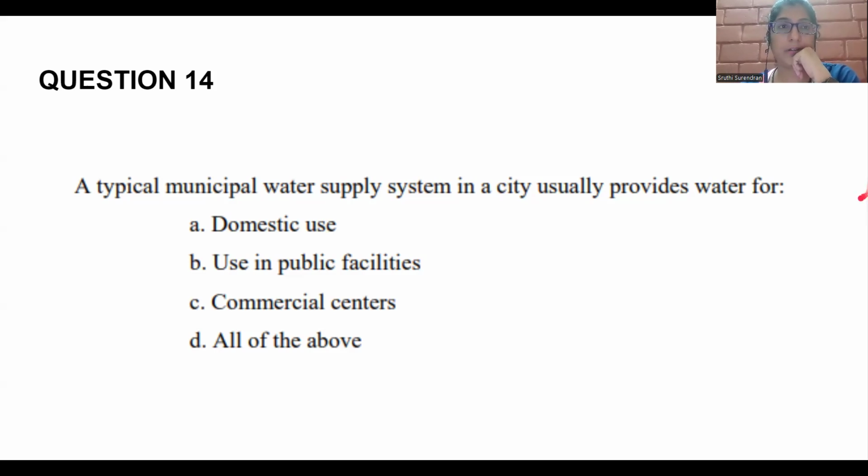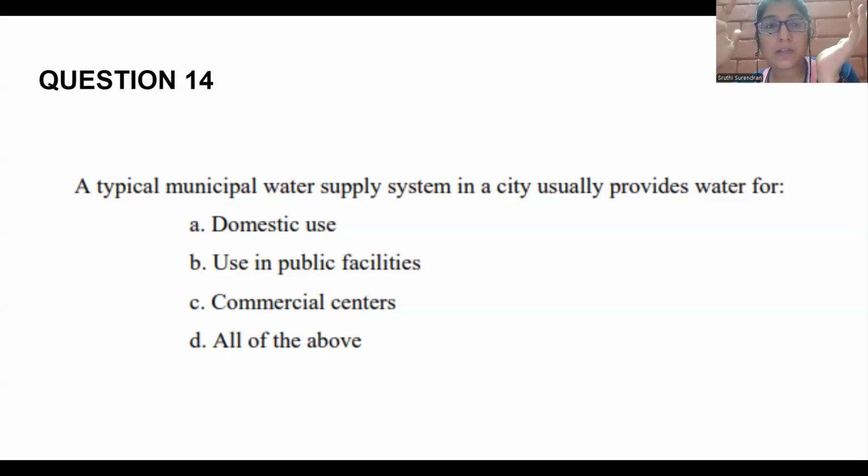A lot of you have answered this. Again, this is based on your understanding of what a municipal water supply is. Municipal water supply is when you live in a municipality or a corporation, and the water you get is not directly from the river. It is coming through a pipeline network that takes water from a far away source and brings it into our houses.